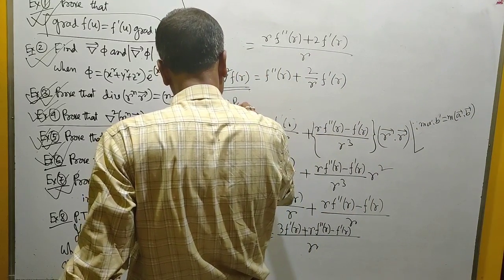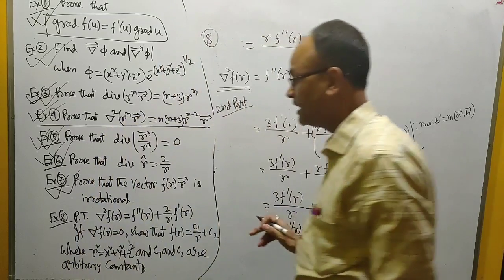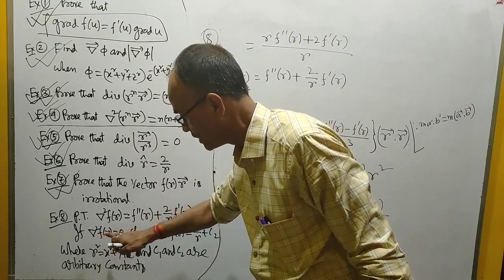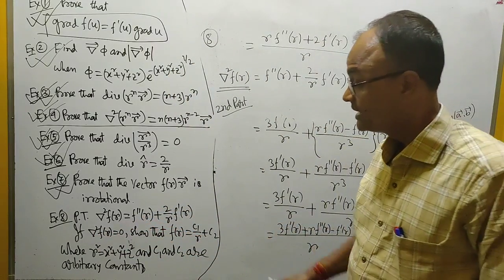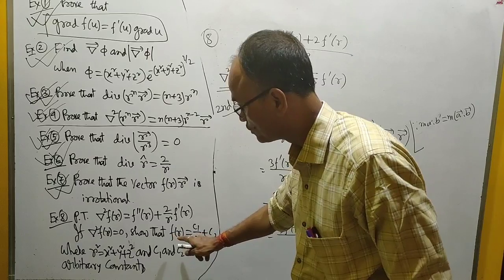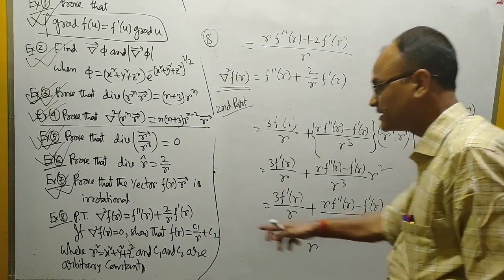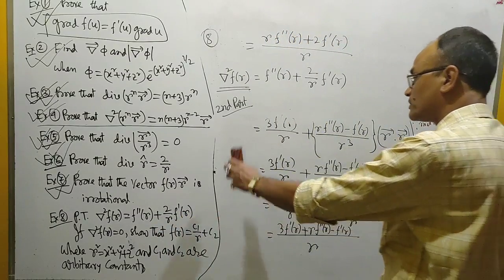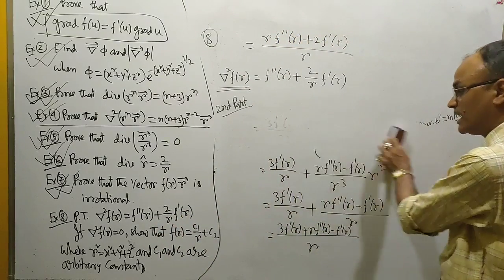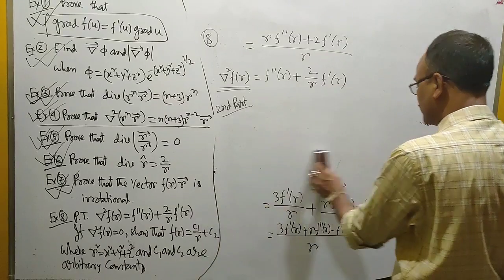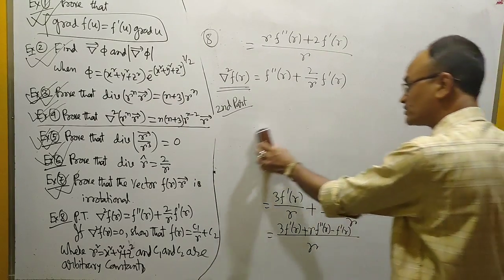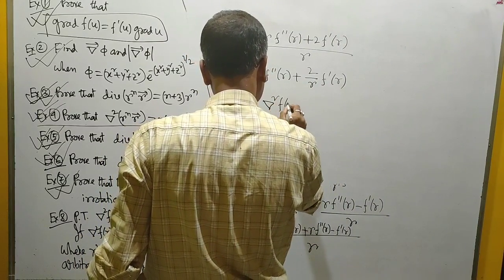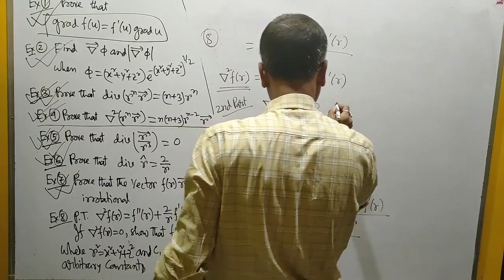The second part, let me try to solve the second part. What is the second part? If Nabla square f(r) equals 0, then we have to show that f(r) is equal to C1 by r plus C2, where r square is equal to x square plus y square plus z square. C1 and C2 are arbitrary constants. Second part, Nabla square f(r) equals 0. This is given.